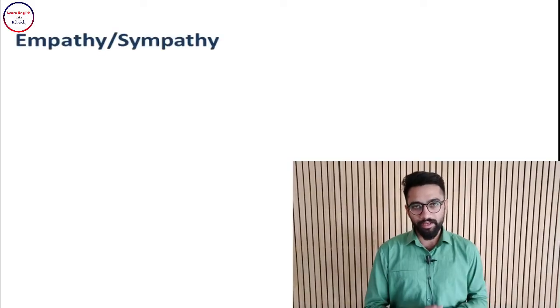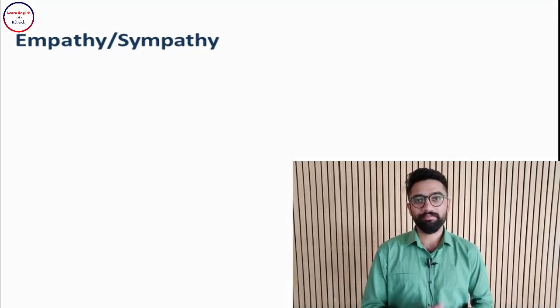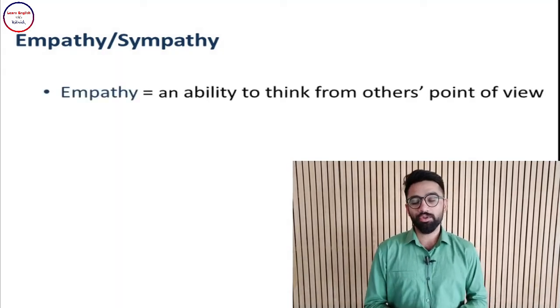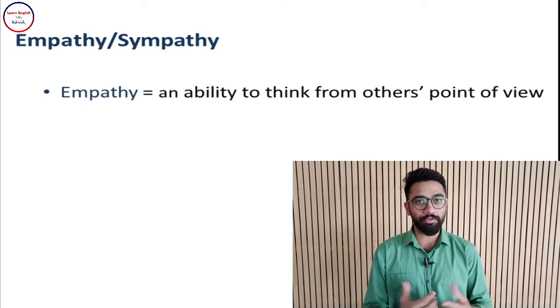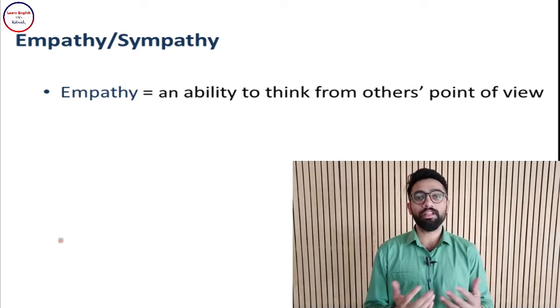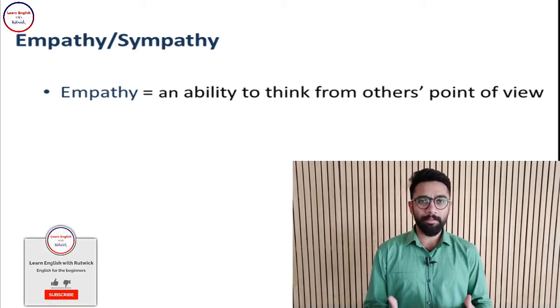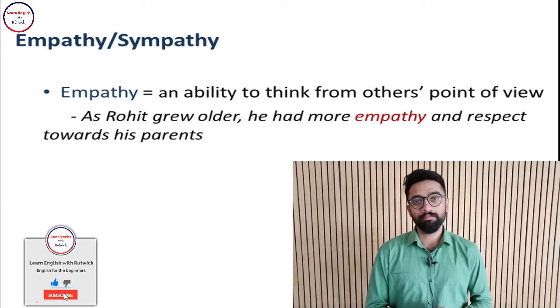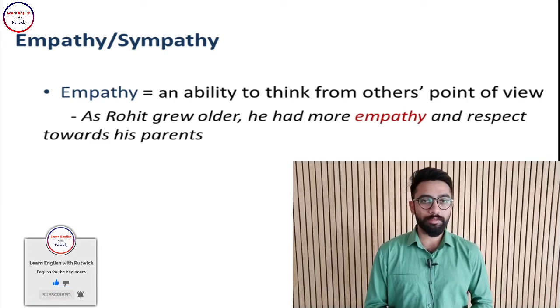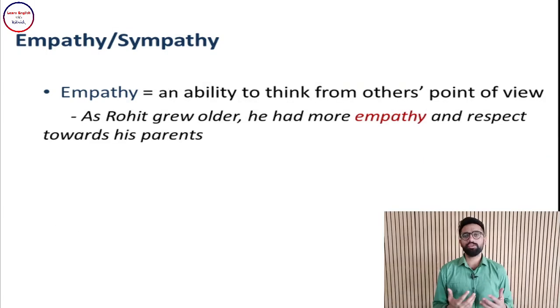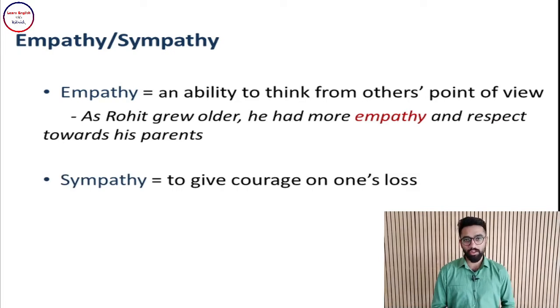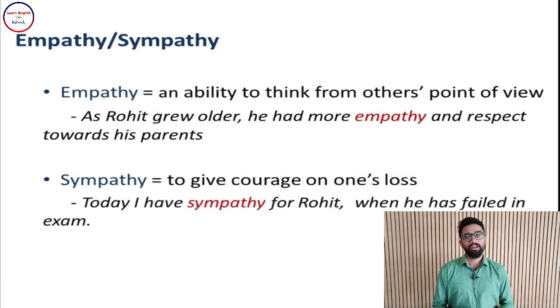The next pair is empathy and sympathy. So empathy means an ability to think from others' point of view, to put yourself in others' shoes. For example, as Rohit grew older, he had more empathy and respect towards his parents. While sympathy means to give courage to someone on someone's losses. For example, today I have sympathy for Rohit when he failed in exam.